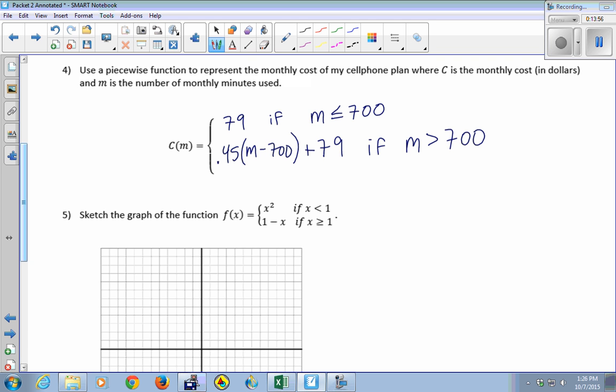A different formula? Yeah, absolutely. Yeah, if it's a different slope, then you got to write a whole different formula.